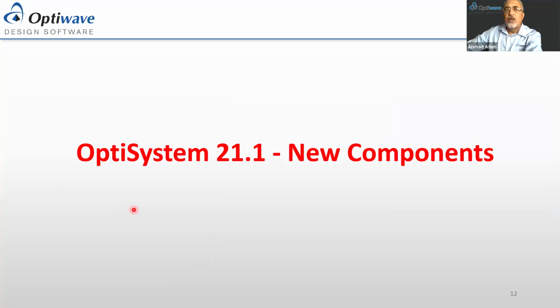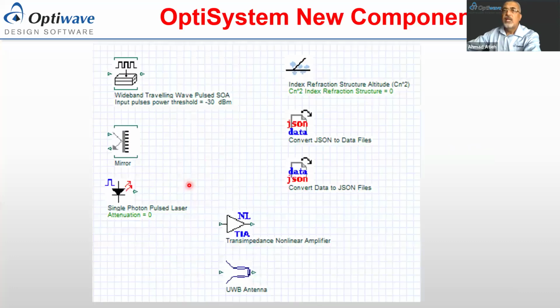Okay. So now we move into the new components added up to release 21.1. As you can see here, 8 components were added. The first one is called Wideband Traveling Wave Pulse SOA. This component allows the user to bias the SOA with an AC current TTL signal, or you can do DC bias. The second component is the mirror reflector.